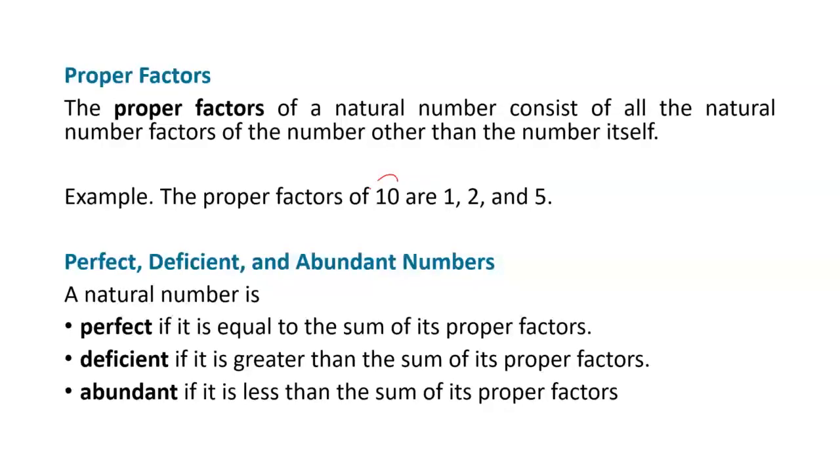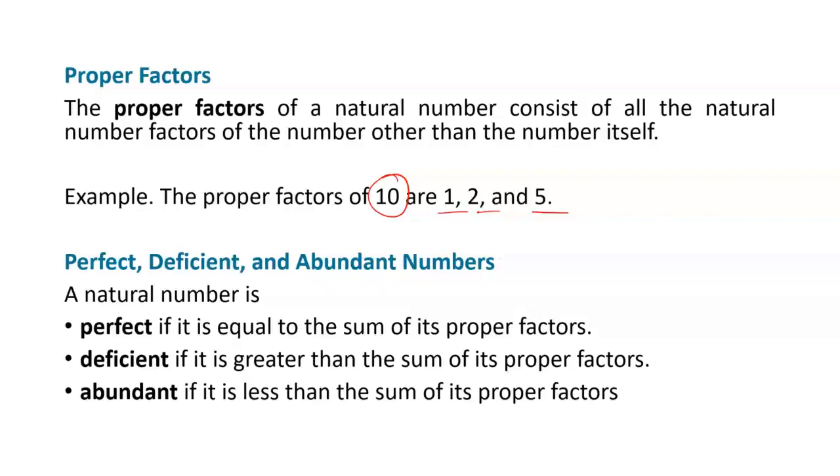For example, if you look at the number 10, 10 is divisible by 1, by 2, by 5, and by 10 itself. But 10 is not considered proper because it's the same value. So a factor must be smaller than the actual number. So the proper factors are only 1, 2, and 5. So 10 has 3 proper factors. Notice that because 1 divides any number, 1 is always going to be a proper factor for most numbers.